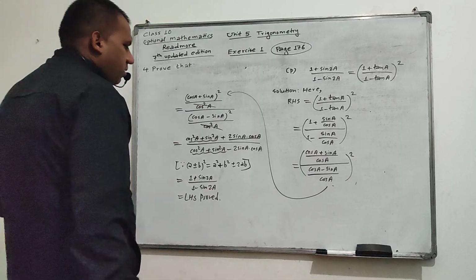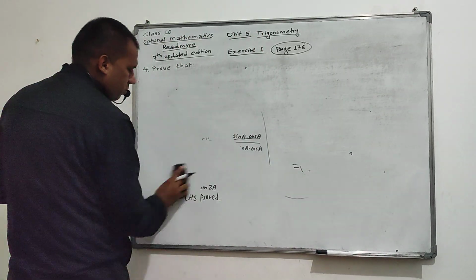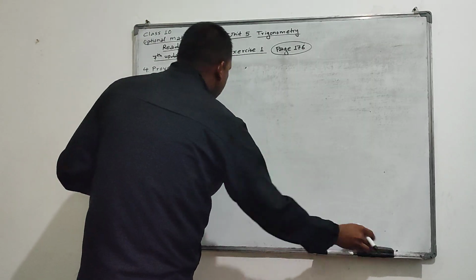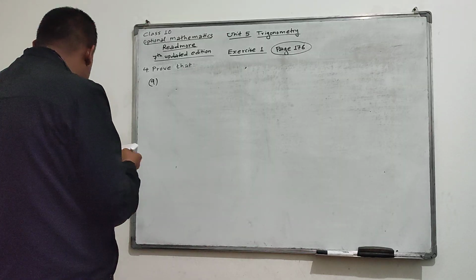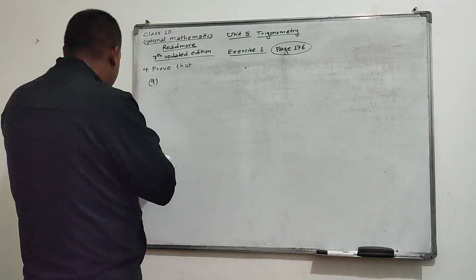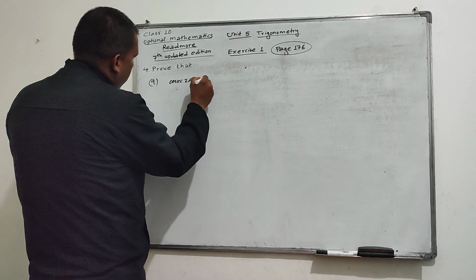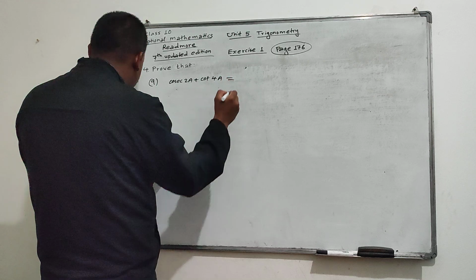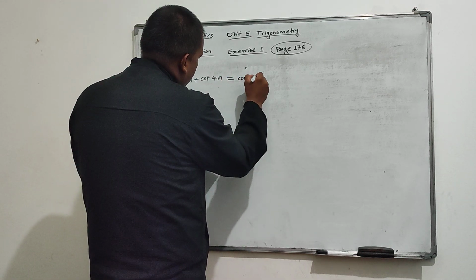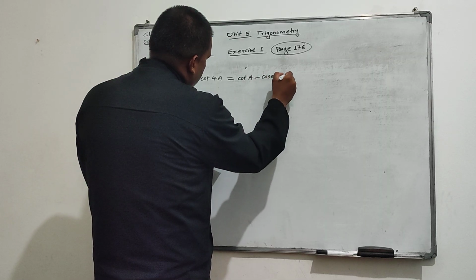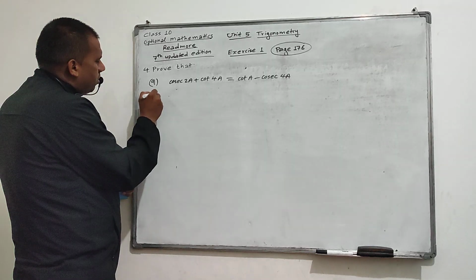Now next question Q. Prove that cosec 2a plus cot 4a equals cot a minus cosec 4a.